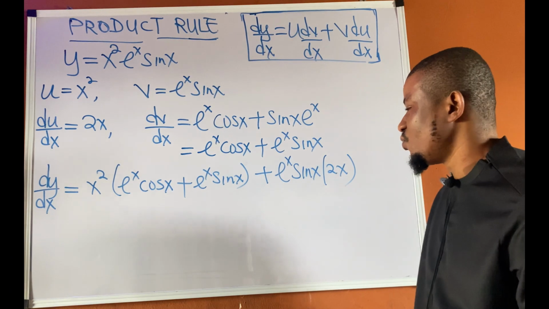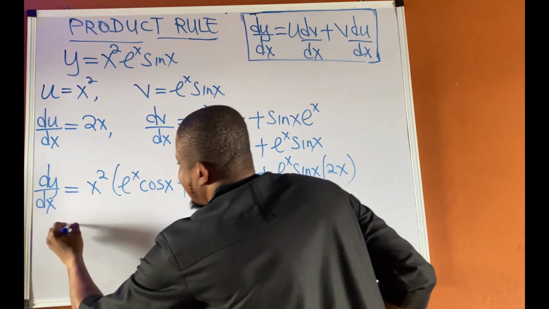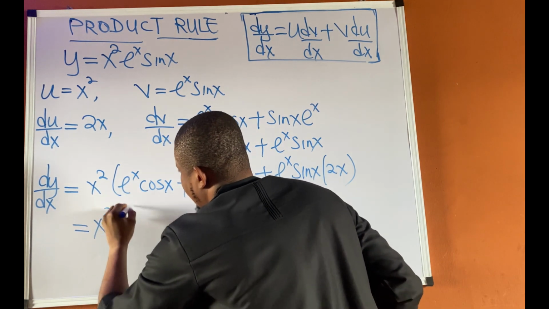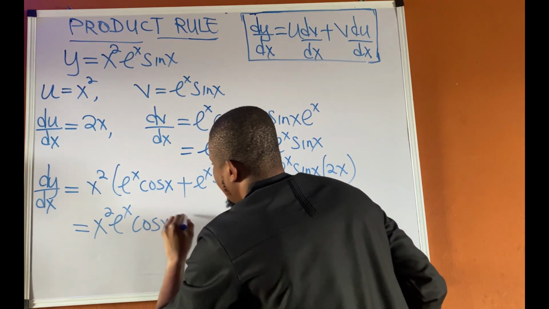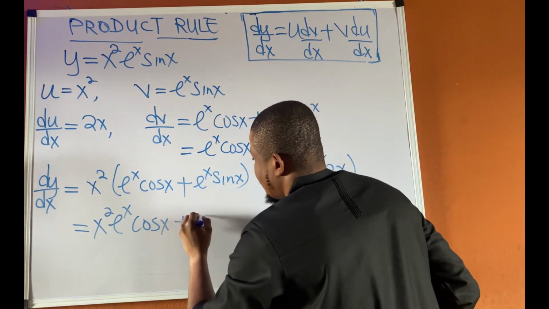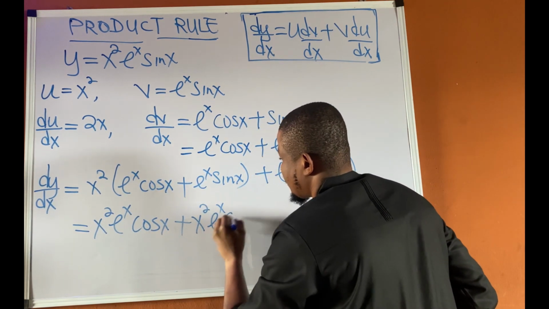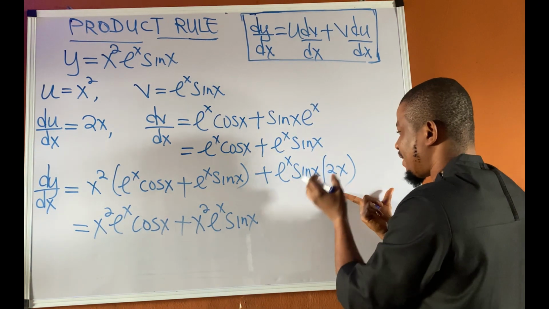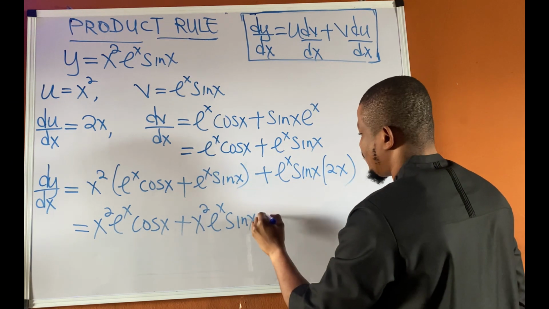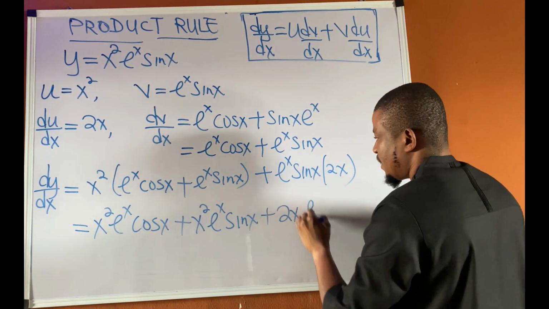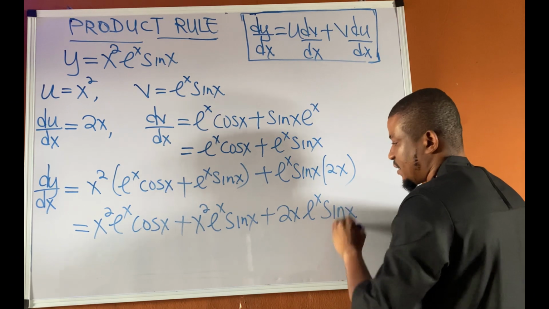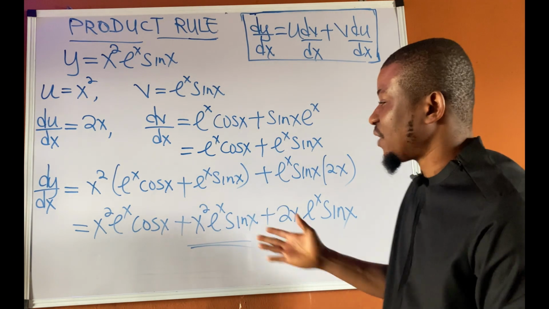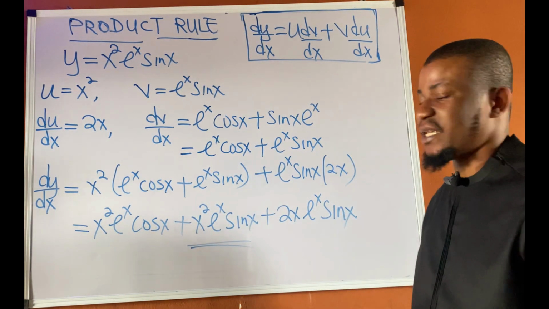The next thing I could just do is to simplify. If I open up this bracket, I will have x squared into this, x squared exponential x cos x, plus x squared into this, x squared exponential x sine x. If I open up this, I prefer to bring out my algebraic function before every other function. This is 2x exponential x sine x. And this is my dy dx. I can further go on to factor out common terms, but this is my dy dx.